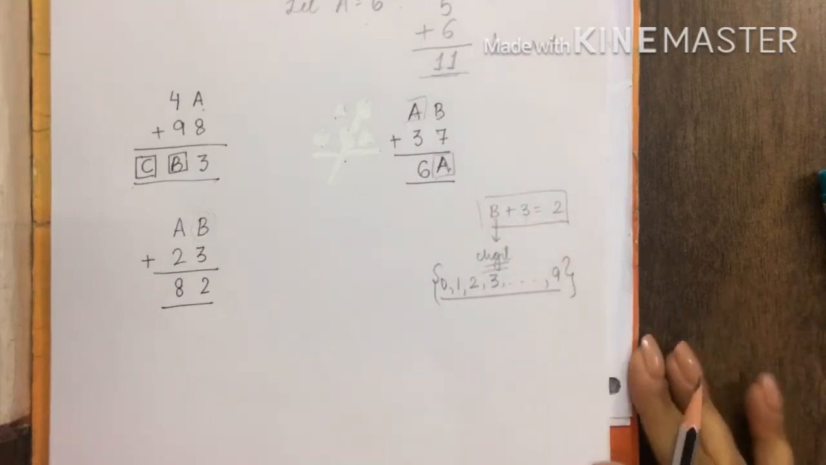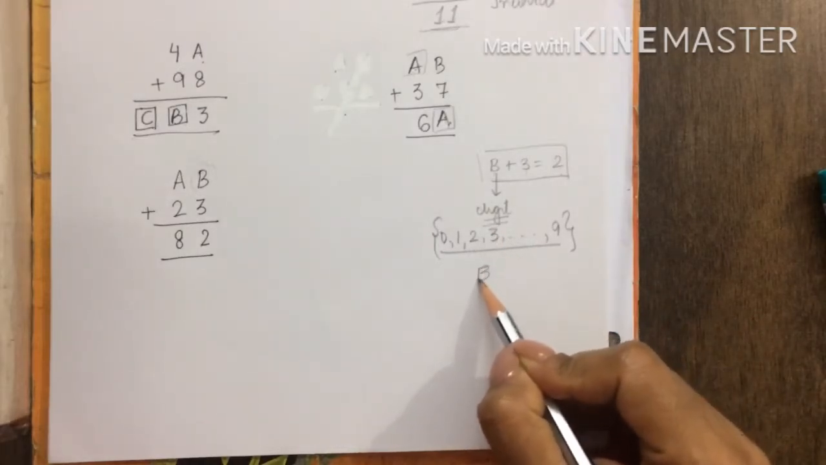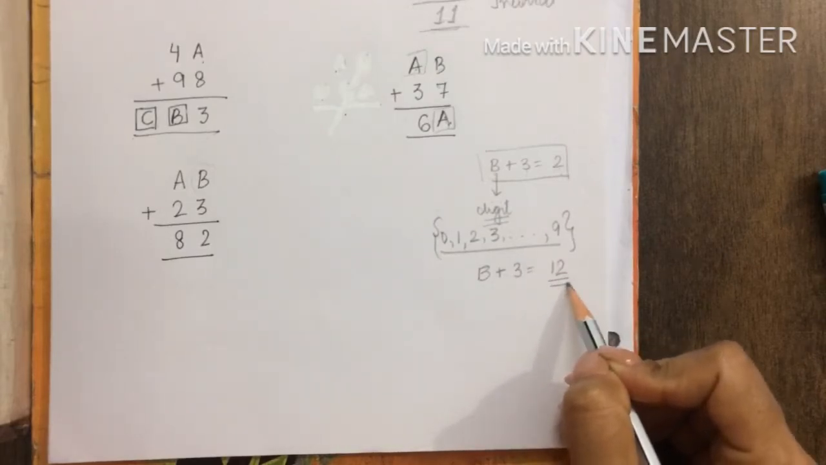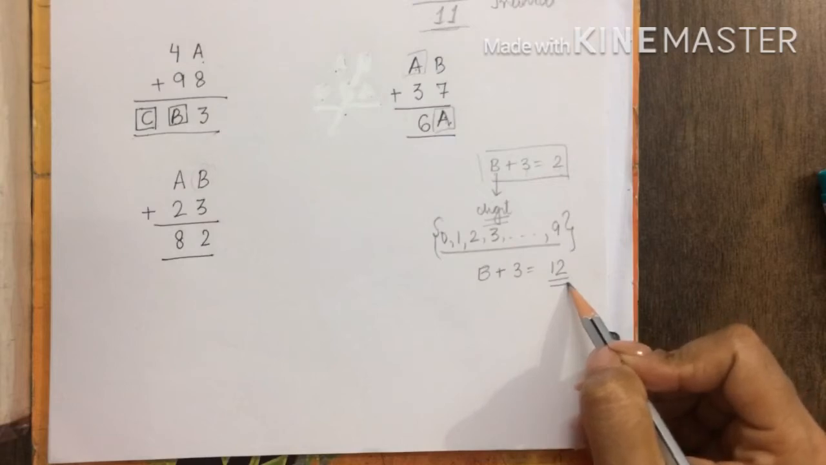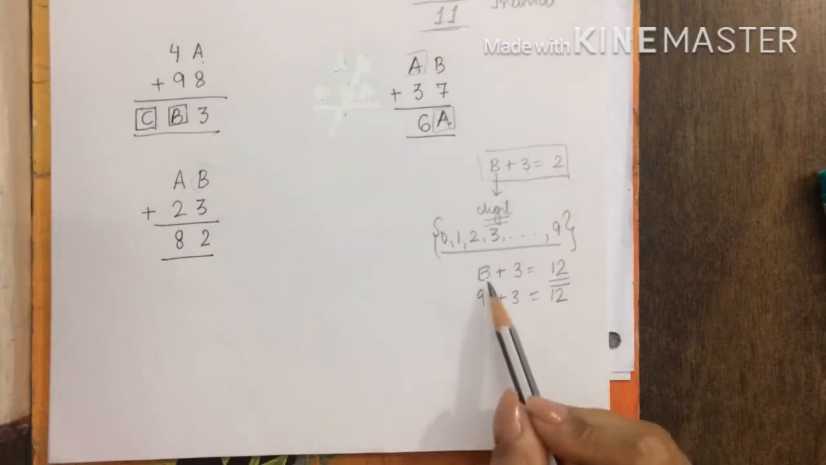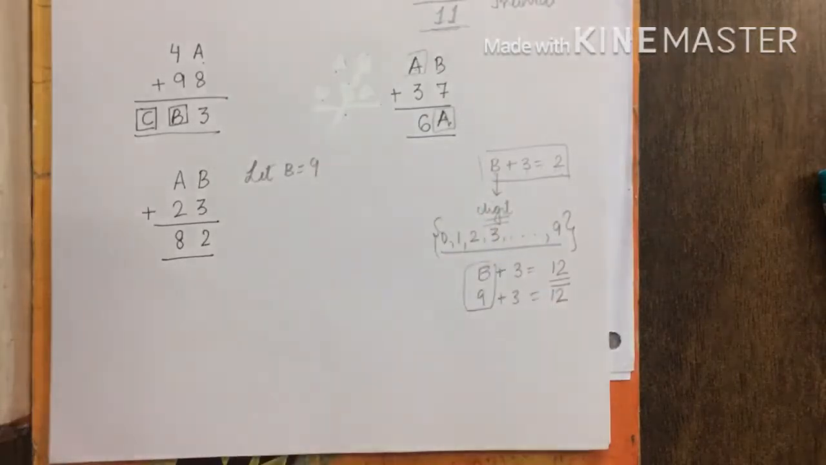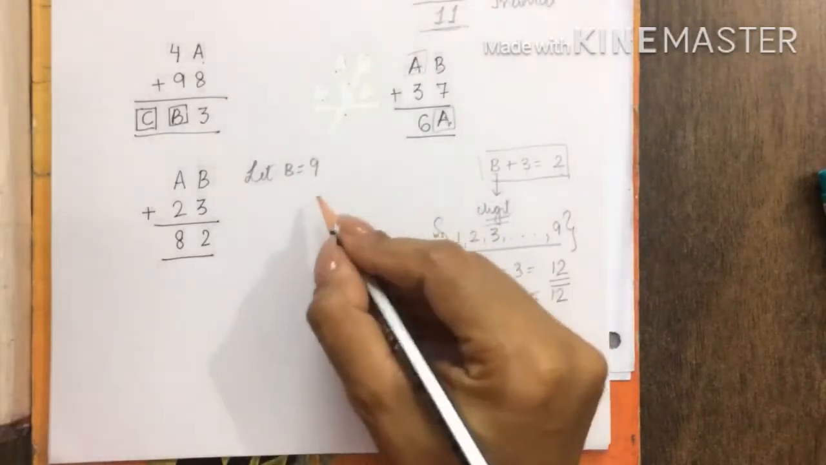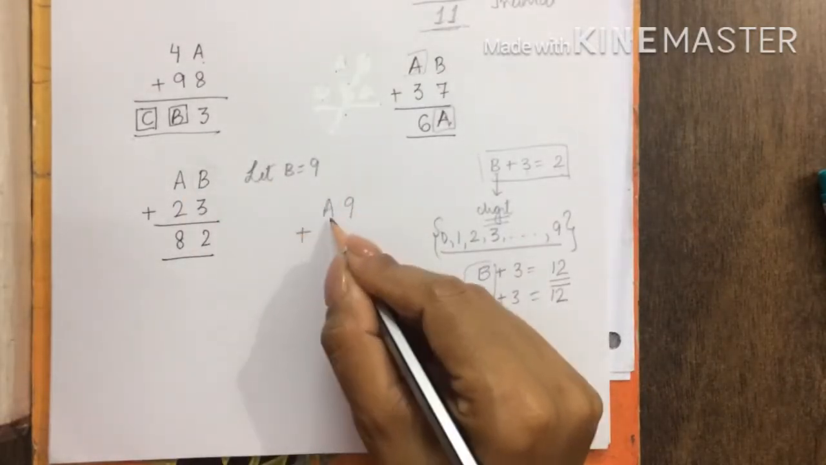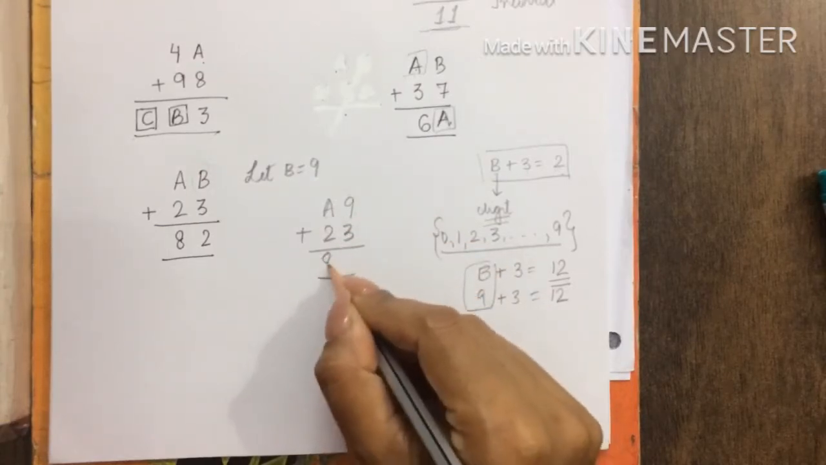But there is a catch. What I can do is find a digit B which when added with 3 gives me 12. So what is that digit? 9. 9 plus 3 gives me 12. So what happens if I use B as 9? Let B equal 9. Then how would my problem look like? B replaced by 9, the 2 digit number becomes A9 added with 23 gives me 82.